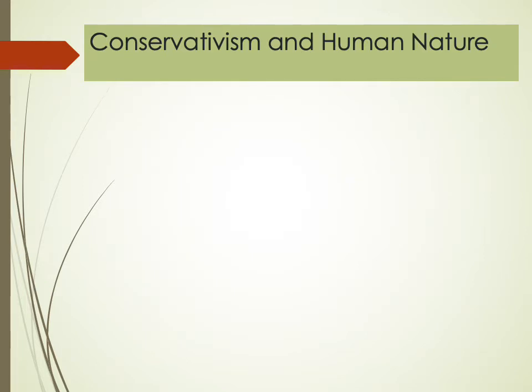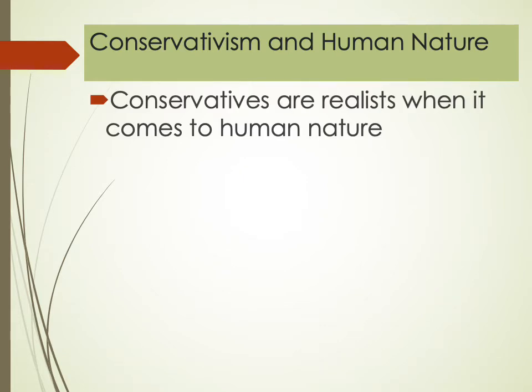Okay, so when it comes to conservatives, what do they believe about human nature? When it comes to human nature, conservatives are realists. What does that mean? Well, remember earlier we talked about Thomas Hobbes, and the idea that if you are in the state of nature and there's no government, humans are going to be looking out for themselves. They're doing whatever it takes to keep themselves alive, to keep their family alive.